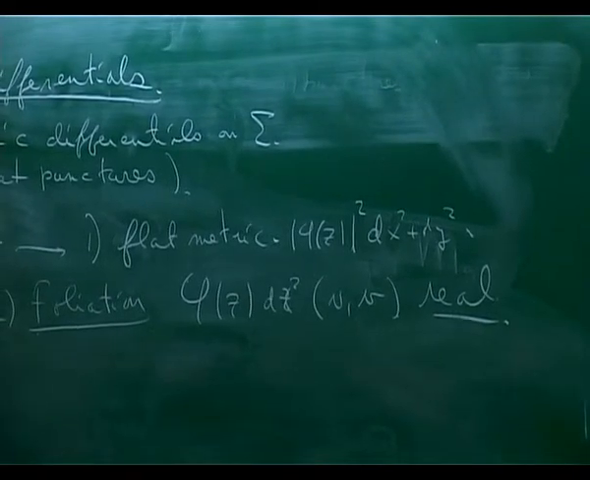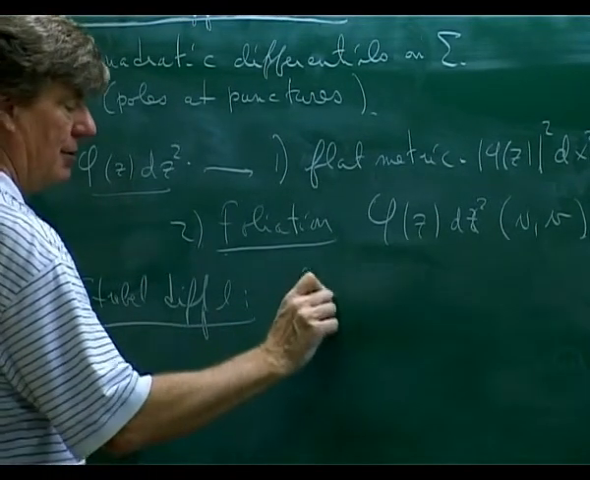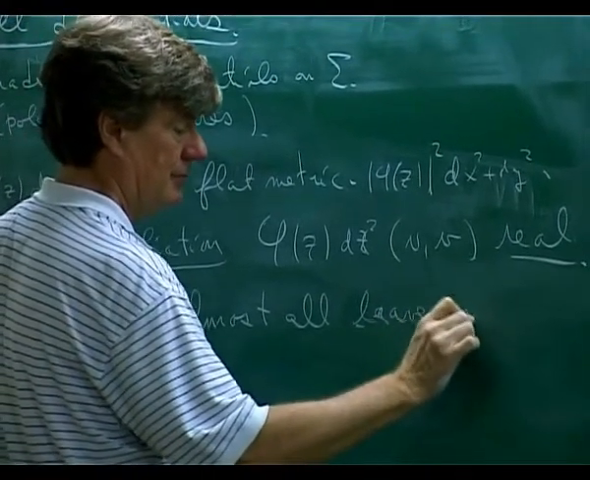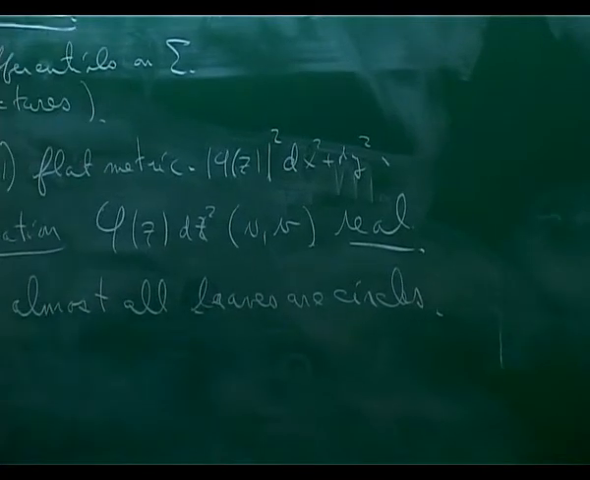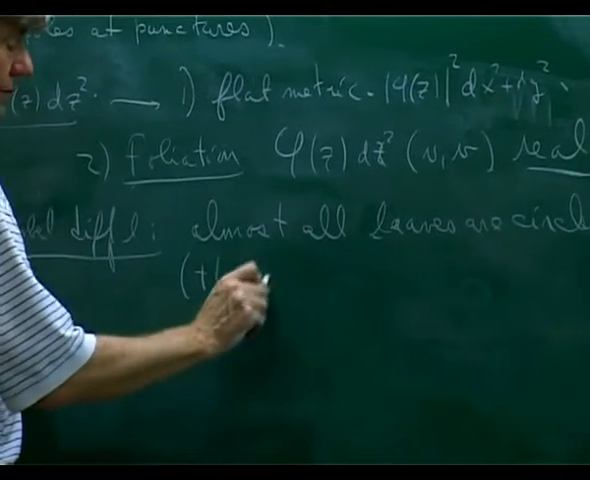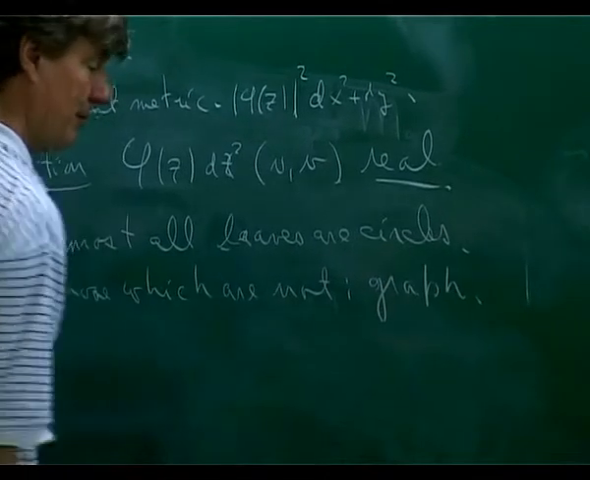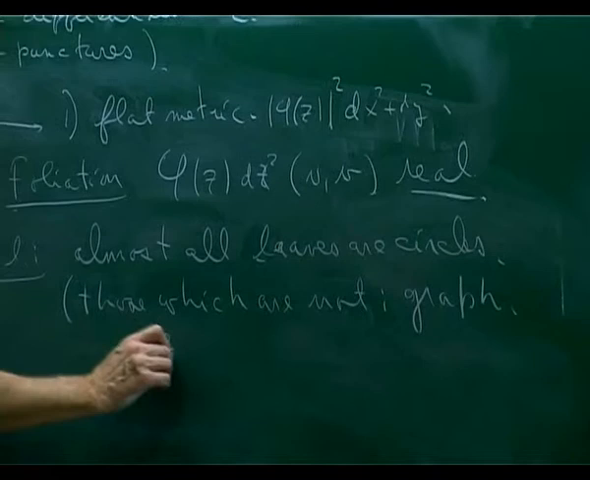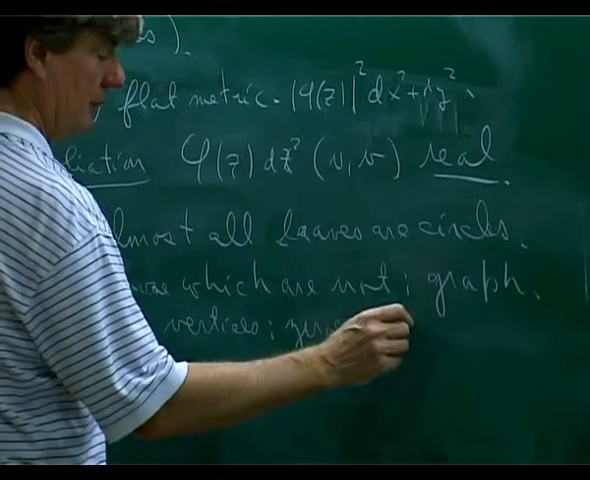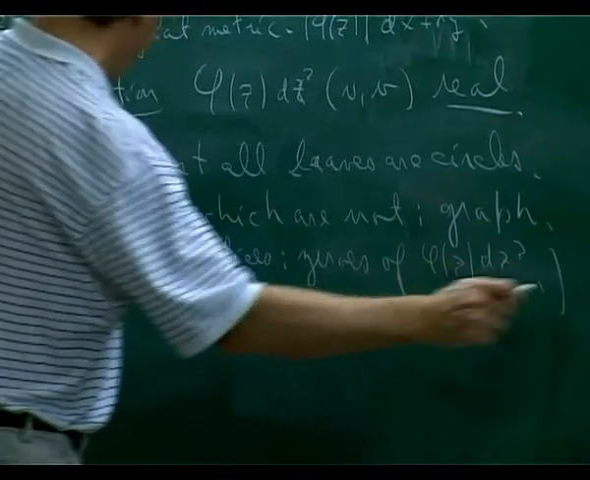So a Strebel differential is one where almost all leaves are circles. Those which are not form a graph, with basically the vertices being the zeros of φ. So you get the following picture of a Riemann surface.